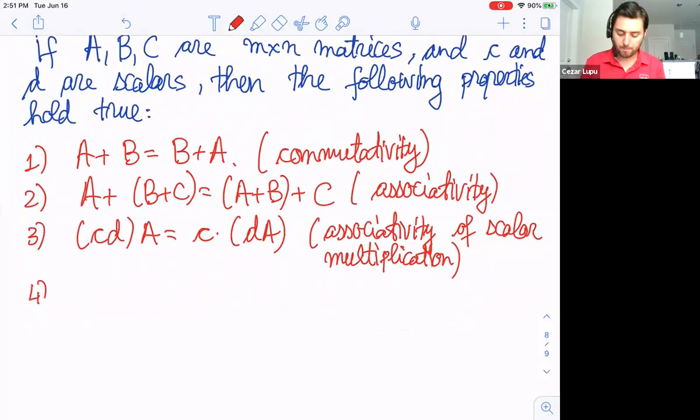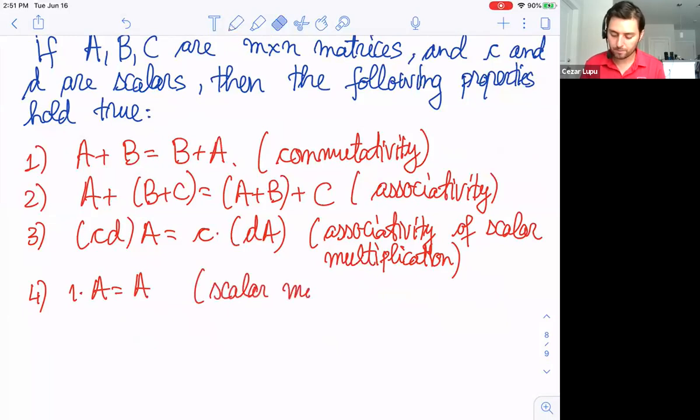Now the fourth one: if we multiply the scalar 1 by A, it is nothing else than just A. So this is just the identity, the scalar identity, multiplication by the scalar identity.